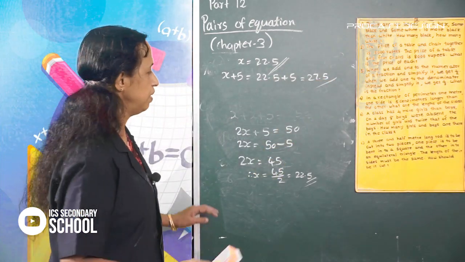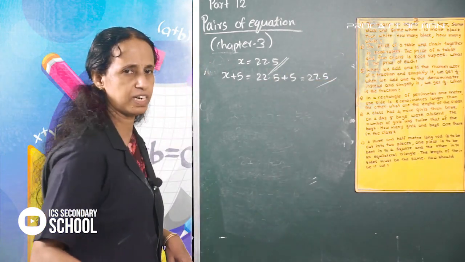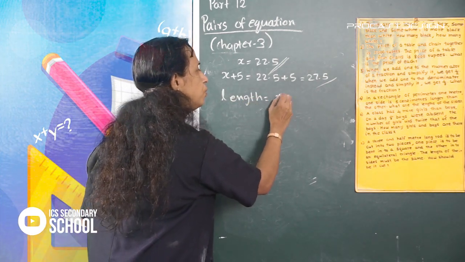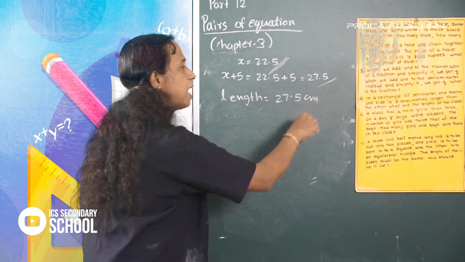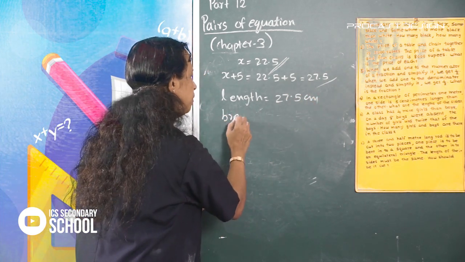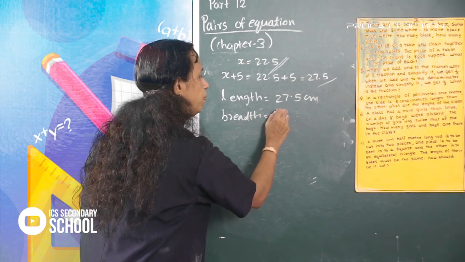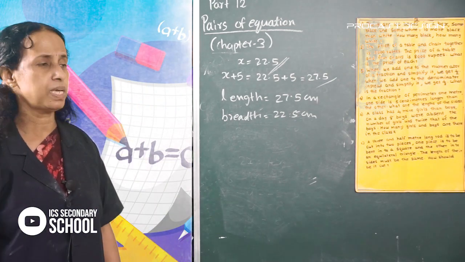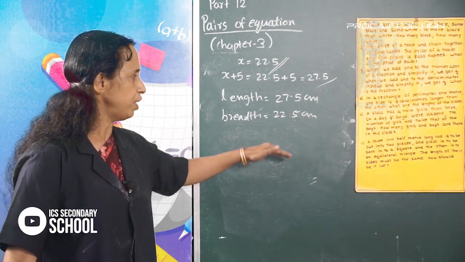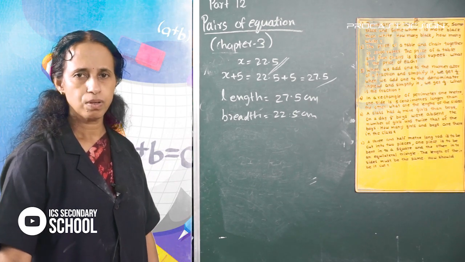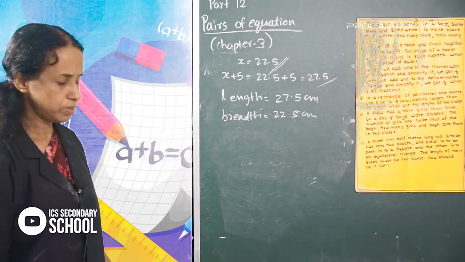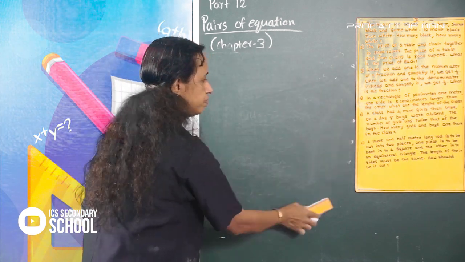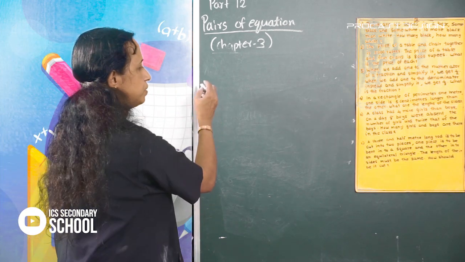This is the length and breadth of the rectangle. Length is equal to 27.5 centimeter and breadth is equal to 22.5 centimeter. Okay, write it down. And next question.